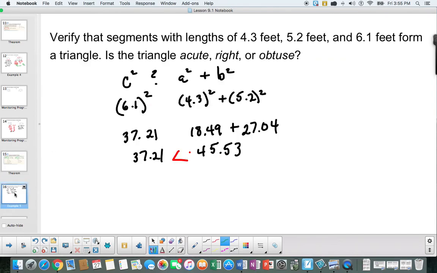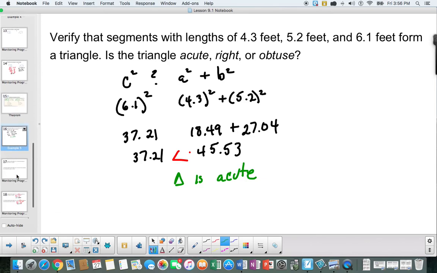Okay, so here's an example. I've put c squared, a squared plus b squared. I put the largest number here for the square. I've noticed that 37.21 is less than 45.53. And when it's less than, then the conclusion is that it's acute. So the triangle is acute. When you have the less than symbol, it's acute. If it's equal, it's right. If it's greater, then it's obtuse.